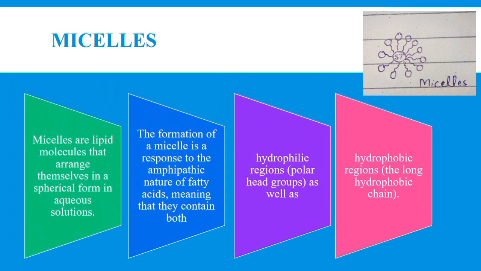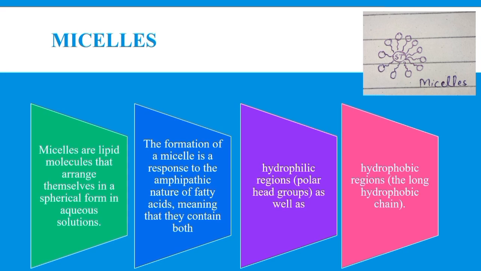Micelles, as represented in the diagram. Micelles are molecules that arrange themselves in a spherical form in aqueous solution. When detergents are added to water, and they come in contact with any stain, oil, or greasy substance, they aggregate themselves around the structure in a circle.